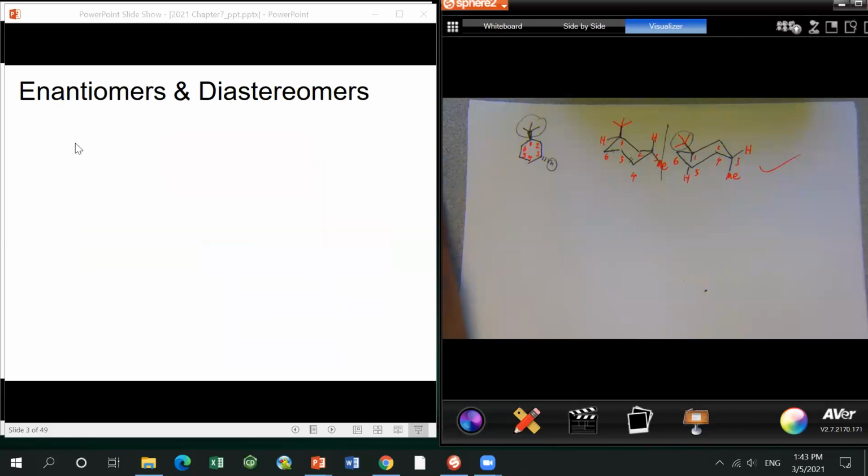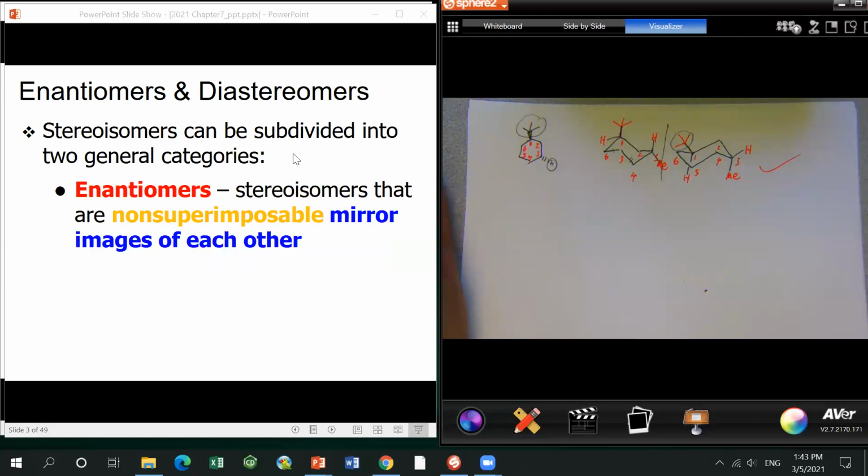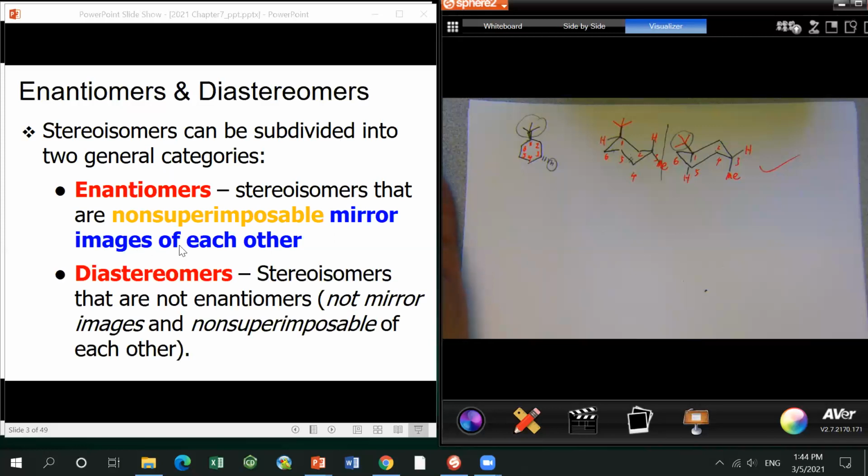First we have to know what an enantiomer is and what a diastereomer is. Enantiomers are two stereoisomers, so they have to be stereoisomers first, that are non-superimposable mirror images of each other. What does that mean? First, the two molecules have to be mirror images of each other. Second, they are non-superimposable, meaning not all the atoms can match each other.